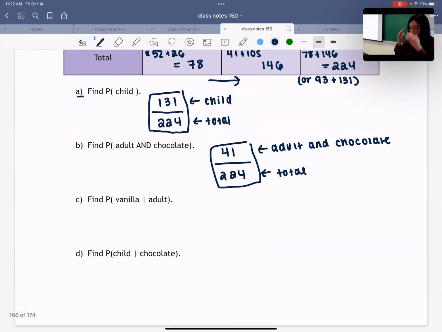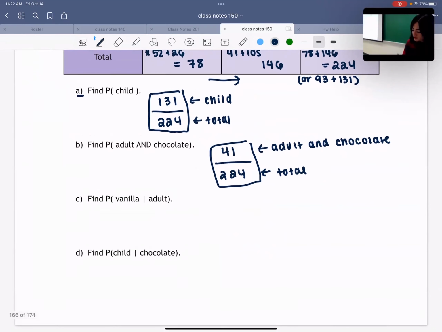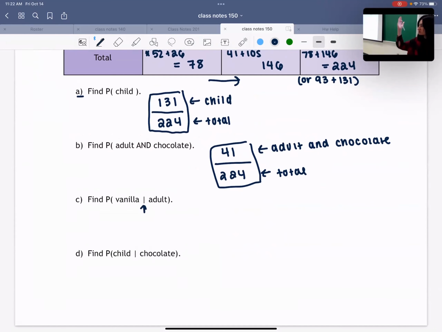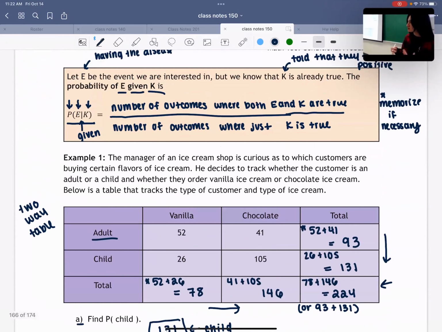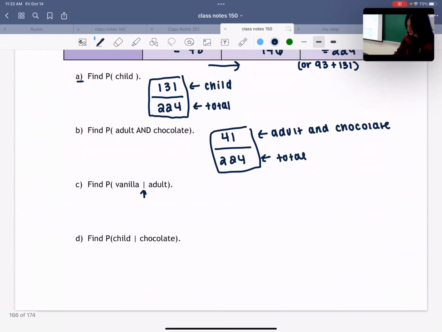Continuing on, now we're getting to the conditional probability. And the way I know this is conditional is because there's that solid bar in the middle. So I want to find the probability of selecting someone who likes vanilla, but I already know that they are an adult. So I'm not selecting someone out of the entire population. I'm actually selecting someone out of the adults. Now you can use your formula or you can think about this conceptually. Because I have the formula, let's just use it.